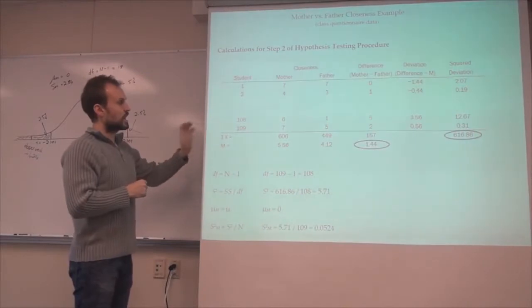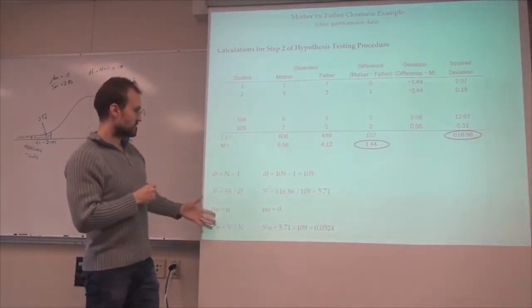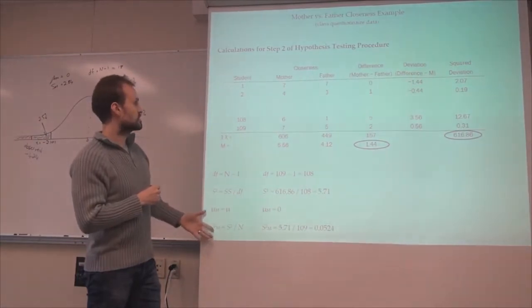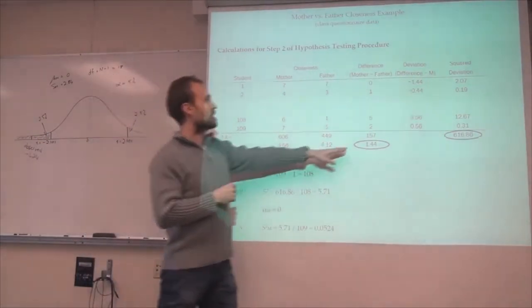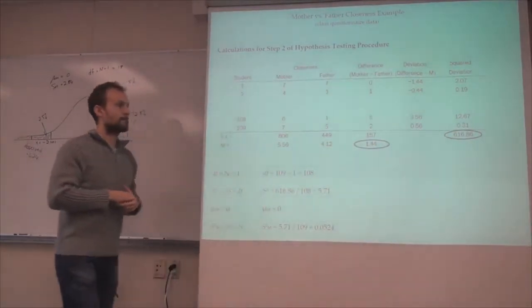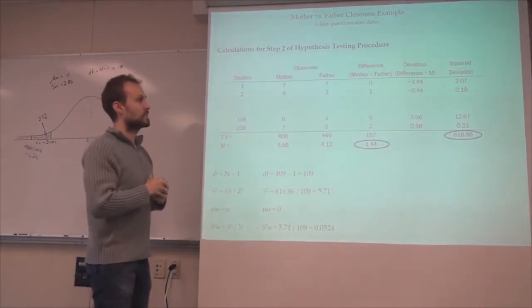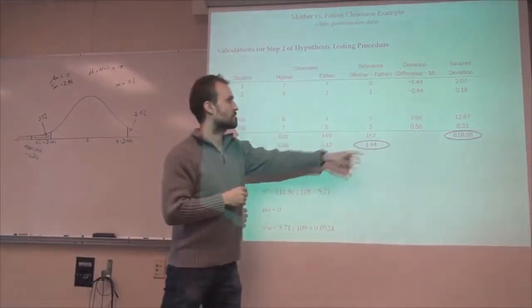So I'm going to look at the average. Where do I calculate the average? I didn't see it. I'll add up all the different scores and divide by how many there are to get my sample mean. Oh, it's right there: 1.44.